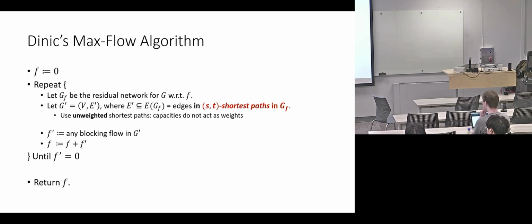So you just look at the residual graph, and then I define a new graph, which is important. It's G prime. G prime is a subgraph of the residual graph such that it only contains edges along ST shortest paths. If an edge is in some ST shortest path in the residual graph, then put that into G prime.